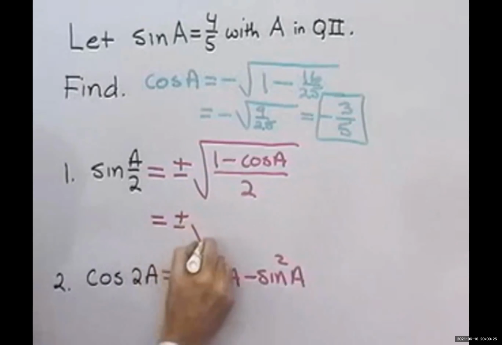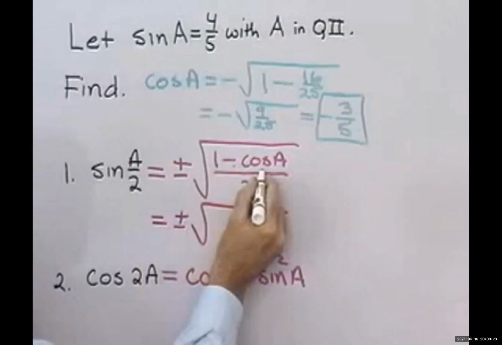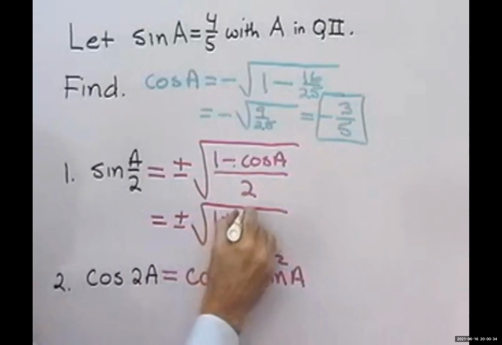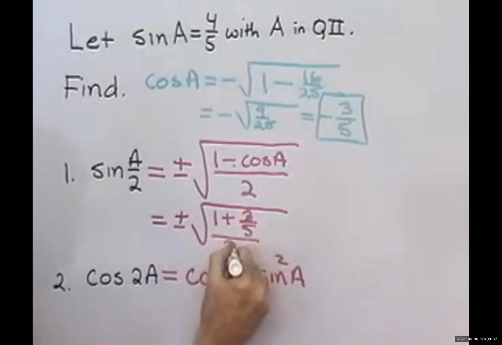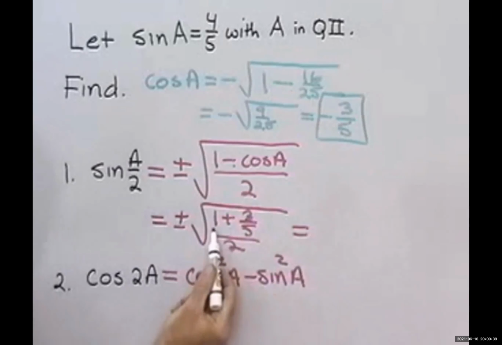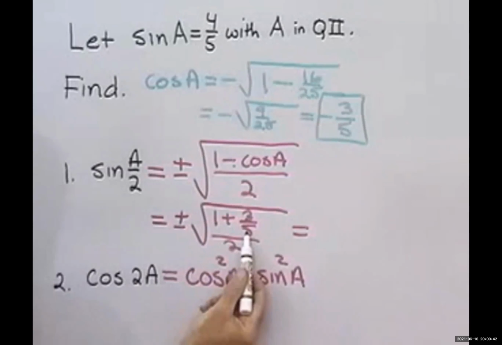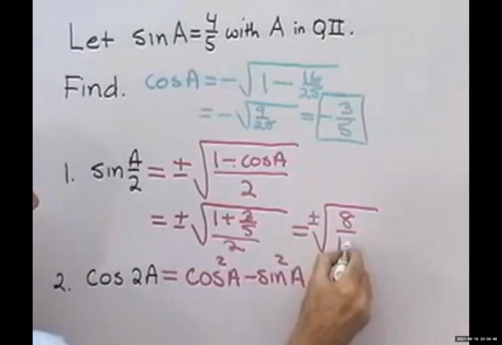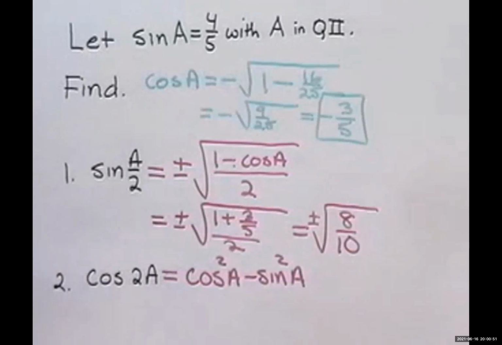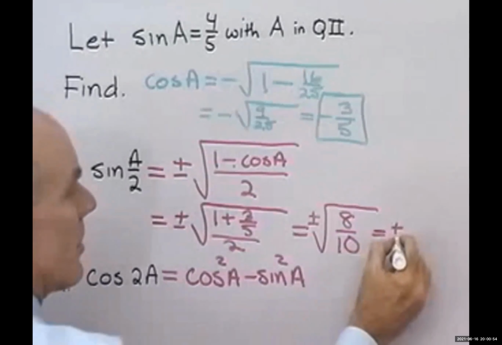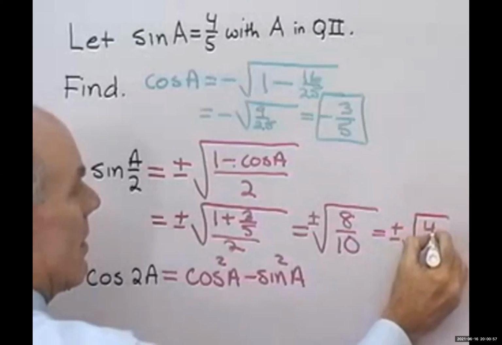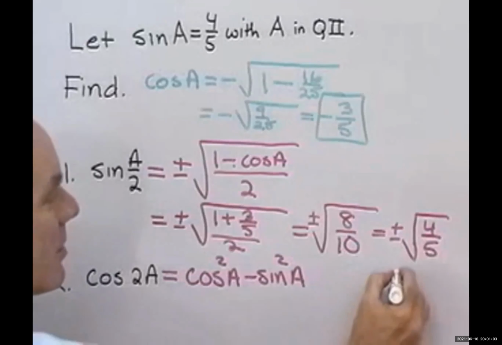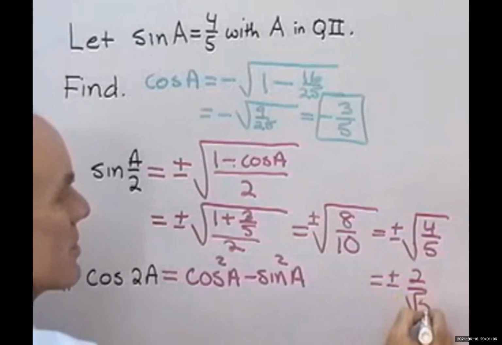This is going to be plus or minus square root of 1 minus cosine A, and here I have cosine A, so 1 minus negative 3/5, so 1 plus 3/5, all divided by 2. Now let's see, this is 5/5 plus 3/5, that's 8/5 divided by 2 is going to be plus or minus square root of 8/10. So that, in reduced form, is going to be plus or minus square root of 4/5. And so that is going to be plus or minus 2 over square root 5.